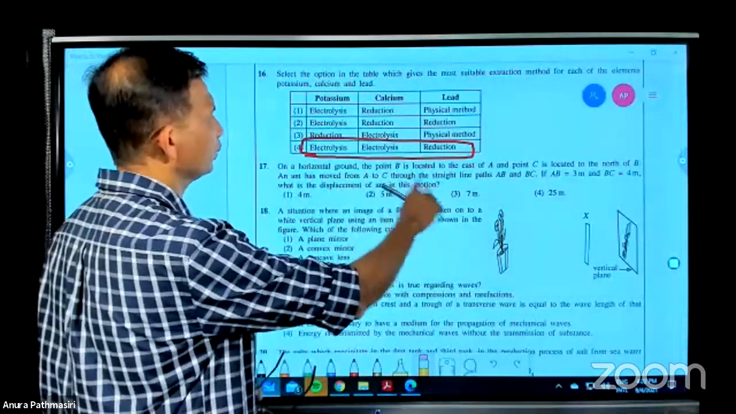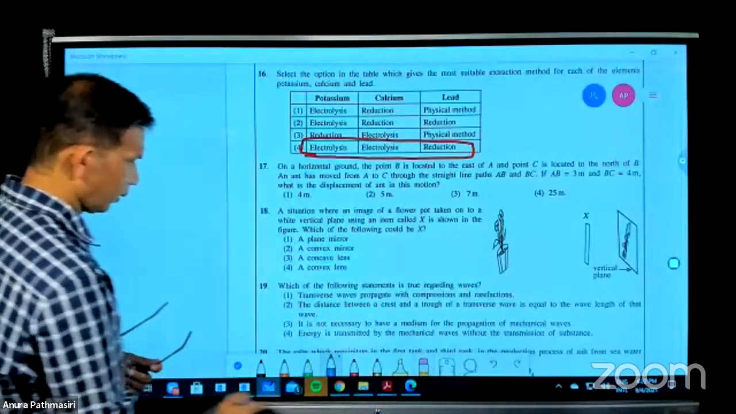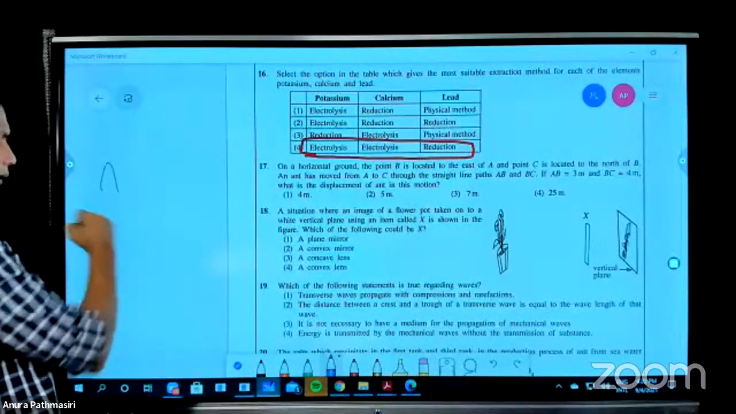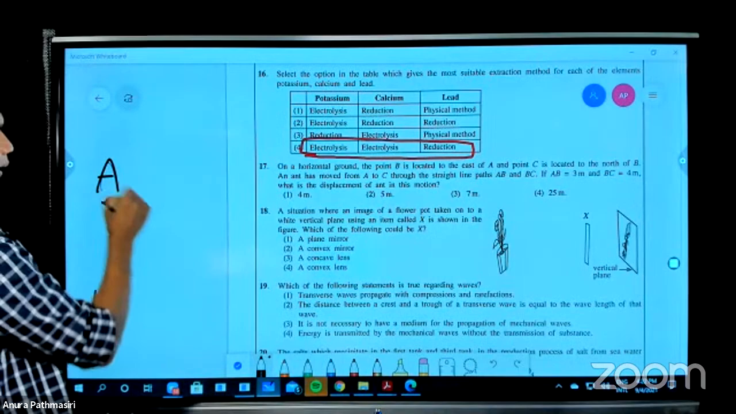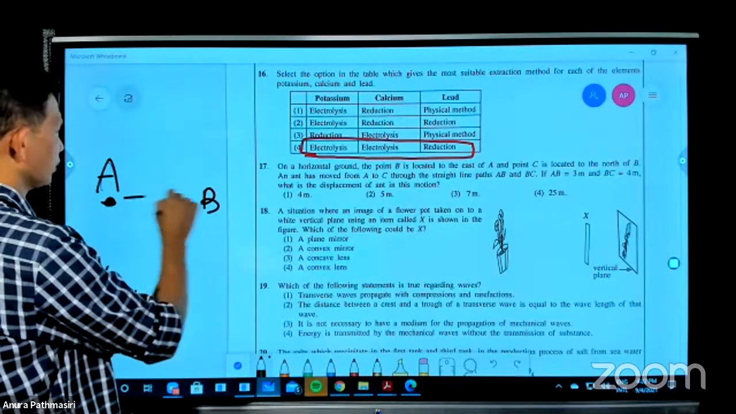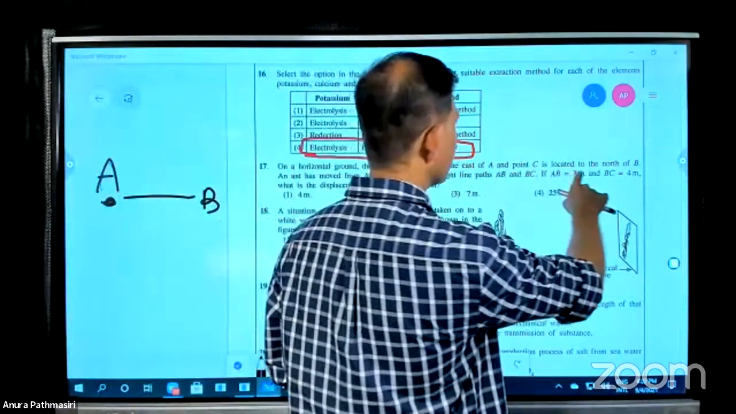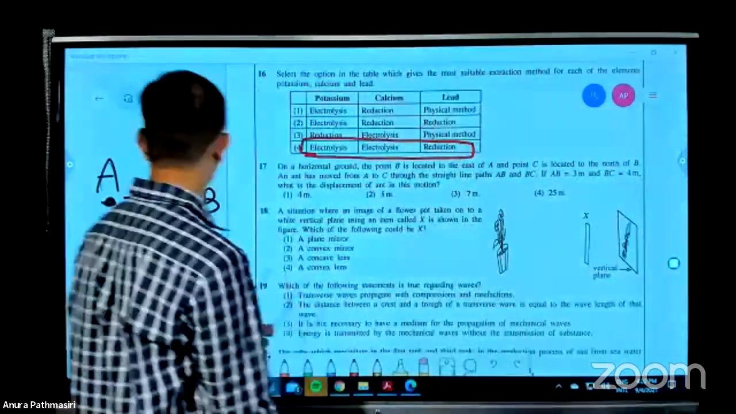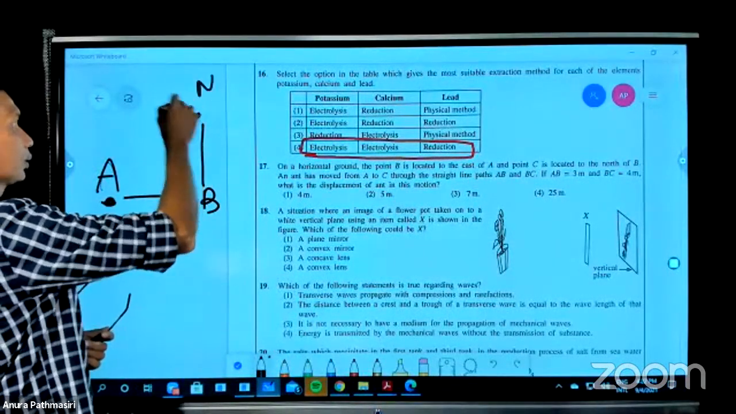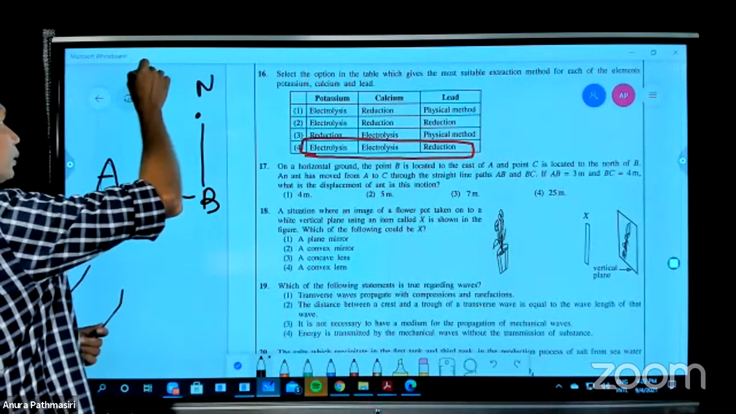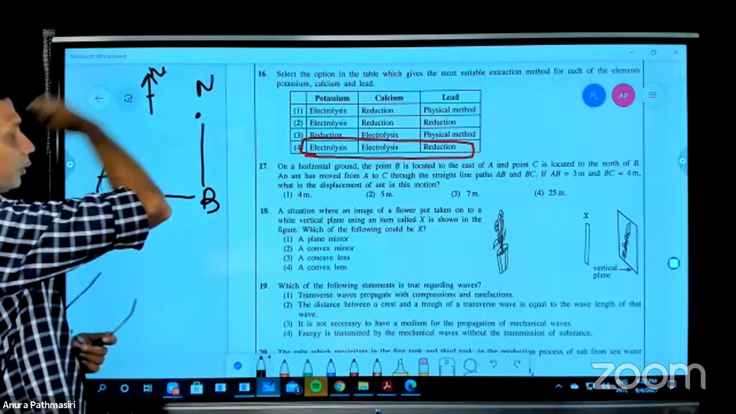On a horizontal ground, the point B is located to the east of A. Point A is here, and B is to the east of A. And point C is located to the north of B. This is north, this is east, so you can have the map.